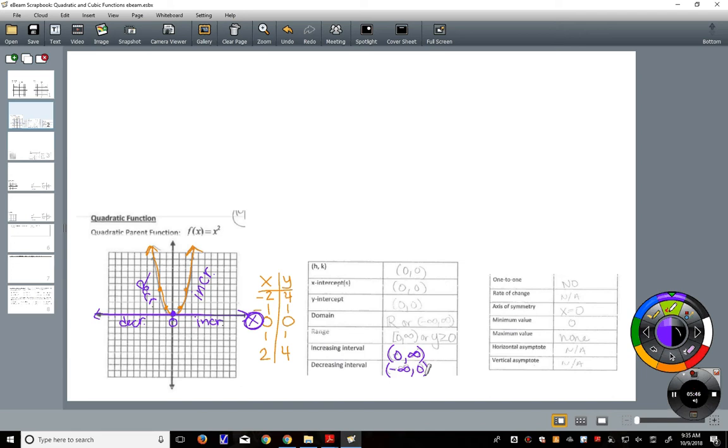All right. Rate of change is not something important to us in this situation, and neither are asymptotes. So those of you that don't have a note guide, you don't even have to write those down. Those of you that have it, those are totally not applicable in this situation.